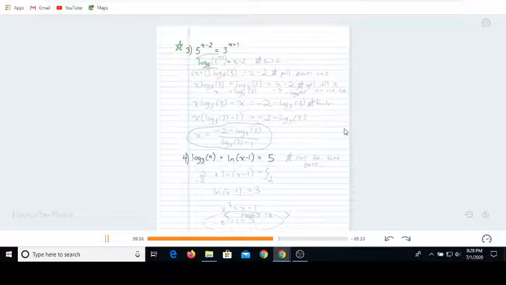So we have 5 raised to the x - 2 equals 3 to the x + 1. So you have to be very comfortable switching to logarithmic form, and then properties of exponents, so we can pull that power out front. Now we have to treat that x + 1 as a singular quantity, so we have to keep it in parentheses.